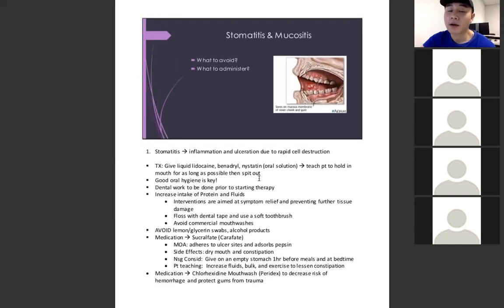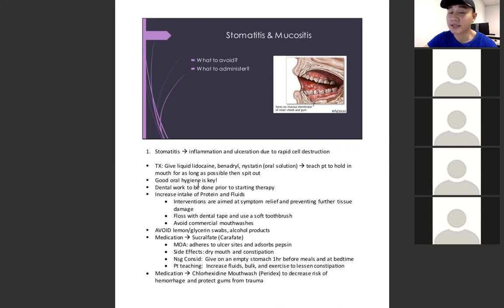All right, earlier we mentioned stomatitis and mucositis. Stomatitis basically means inflammation and ulceration due to rapid cell destruction from the chemotherapy. For treatment, we give liquid lidocaine, Benadryl, or nystatin oral solution. We teach the patient to hold it in the mouth for as long as possible, then spit out.